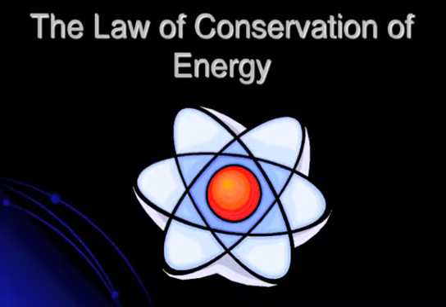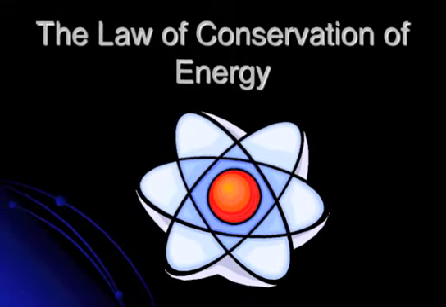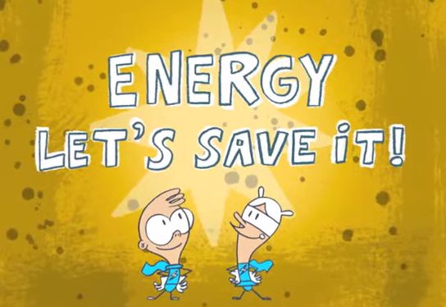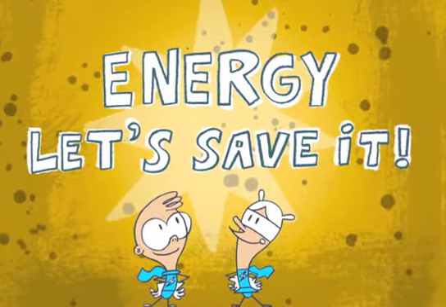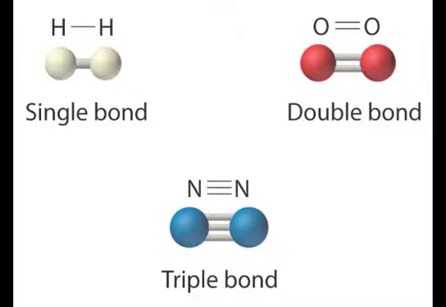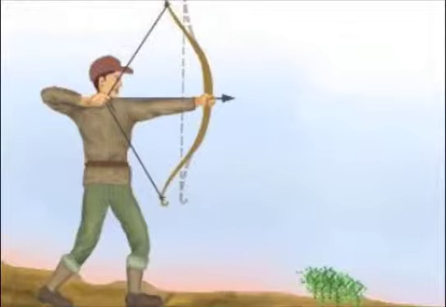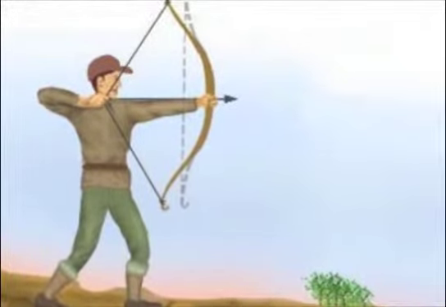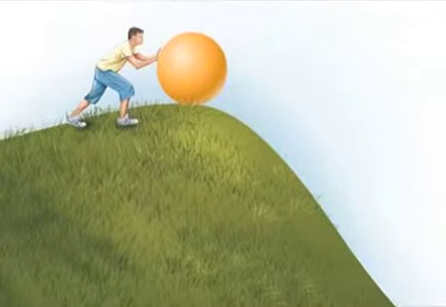Like with the law of conservation of mass, we have the law of conservation of energy, which is energy cannot be destroyed or created. So where does that energy come from? Energy is stored in molecular bonds as chemical potential energy. Chemical potential energy is energy that leads to work.